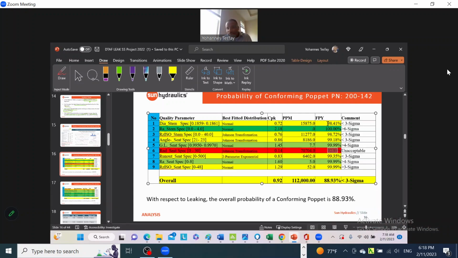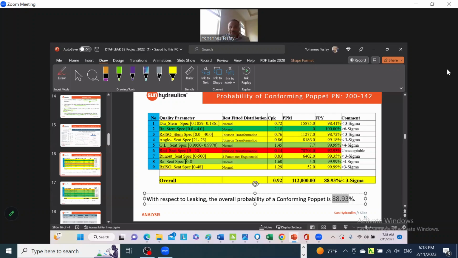So when we multiply those probabilities, what we find is 88.93%. What that means is that in the current process, the production of that sleeve is good only 88.93%. Okay, so what does it mean?